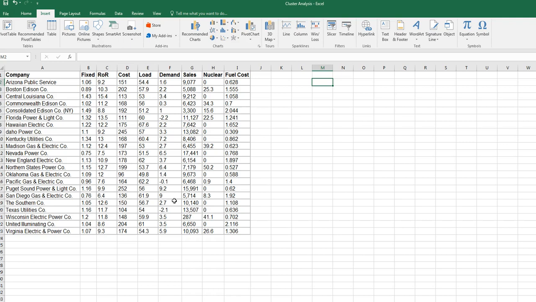The way we're going to structure this lecture is that we're going to first introduce an example, which is the data set for 22 public utilities and the different attributes for each of these utilities. Then we're going to try to see how we can divide these 22 utilities into clusters based on their similarities or dissimilarities.